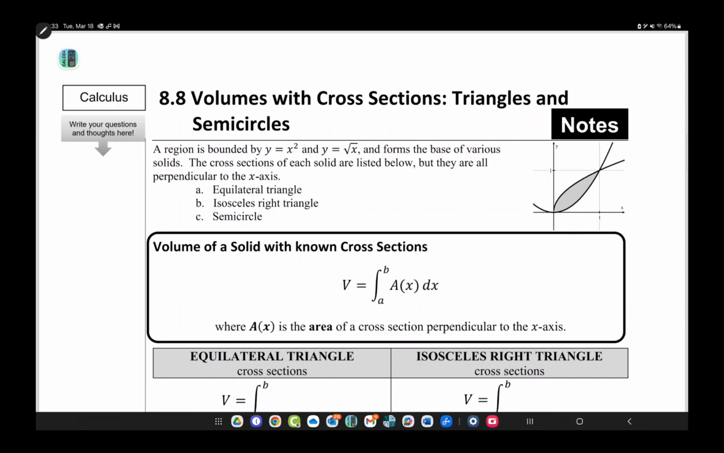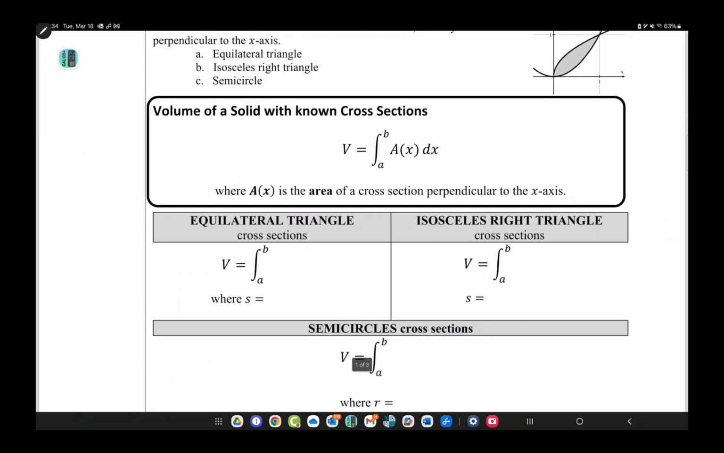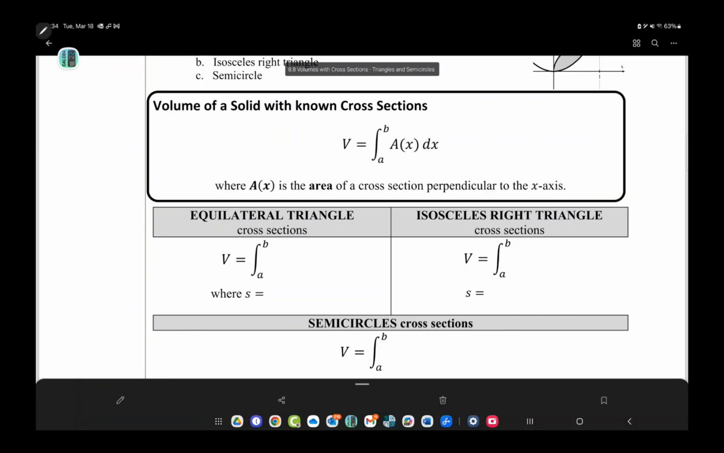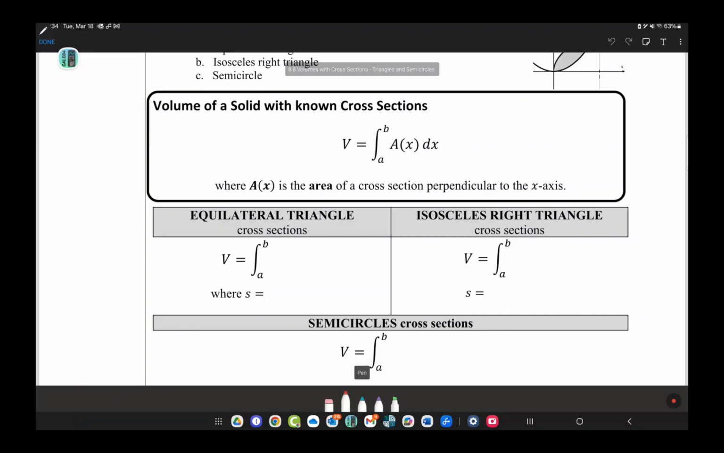All right, so we're going to continue on with volumes with cross sections. The difference here is today we're going to have 3 different types of shapes. One being an equilateral triangle. Now the nice thing is I've been told that you do not have to memorize this one. Usually when you get this question, they give you the formula for it.